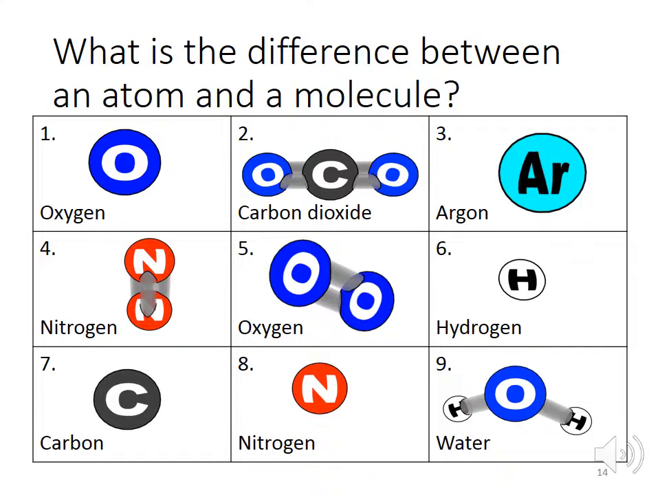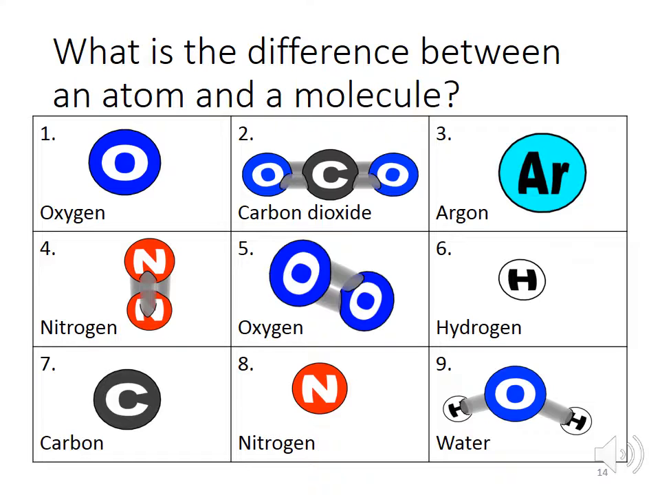What you should have written down on the atom side of the T-chart are oxygen number 1, argon number 3, hydrogen number 6, carbon number 7, and nitrogen number 8, which means that carbon dioxide, nitrogen number 4, oxygen number 5, and water number 9 are all considered molecules.